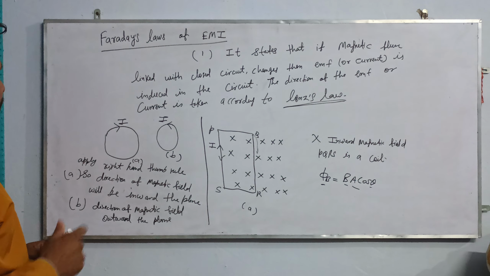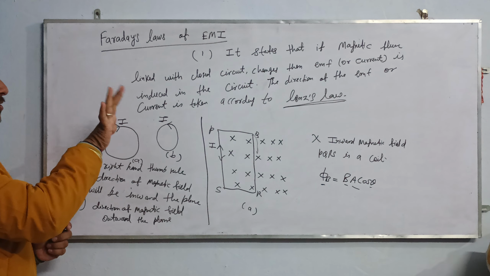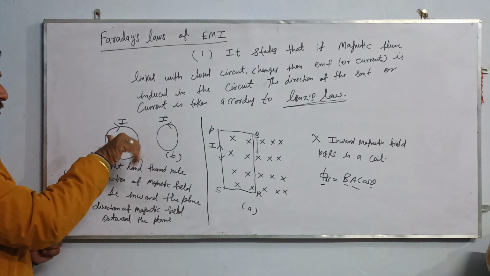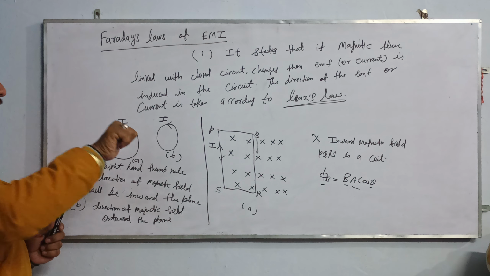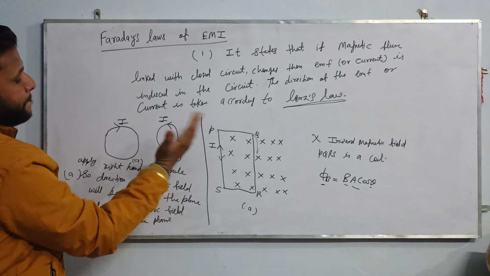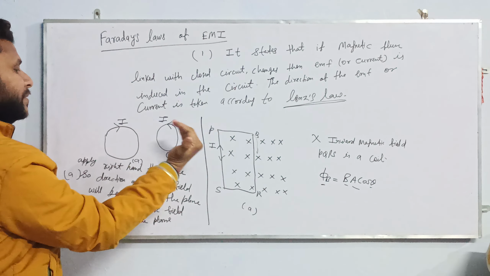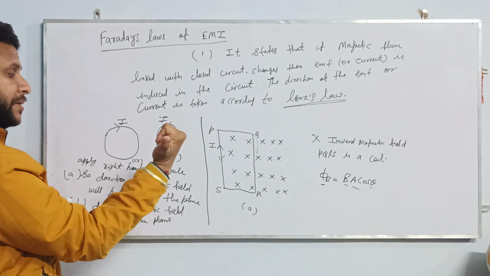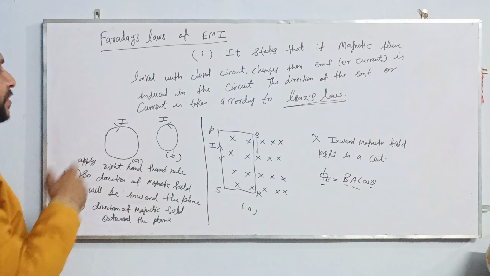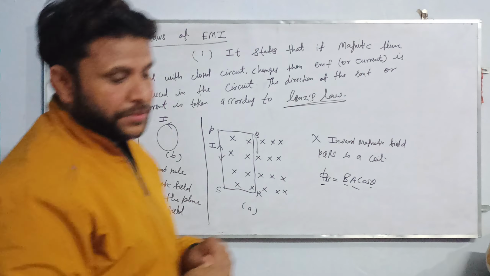Okay, students, if current flows in this way, meaning clockwise direction, then the direction of the magnetic field is inward the plane. If current flows anti-clockwise, then the direction of the magnetic field is outward the plane. Please note this down. And after this, I am going to explain Lenz's law.